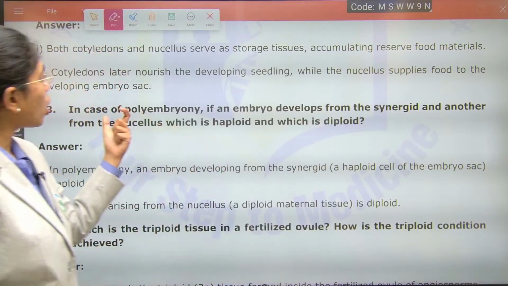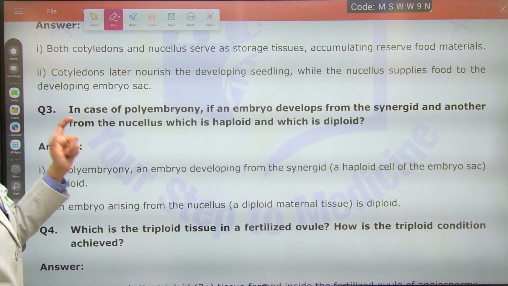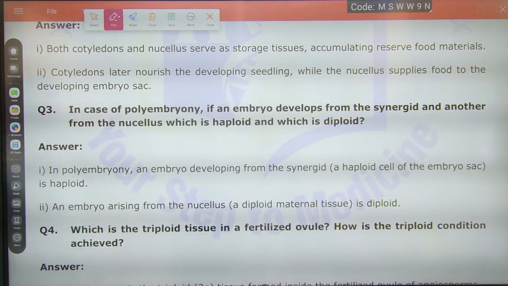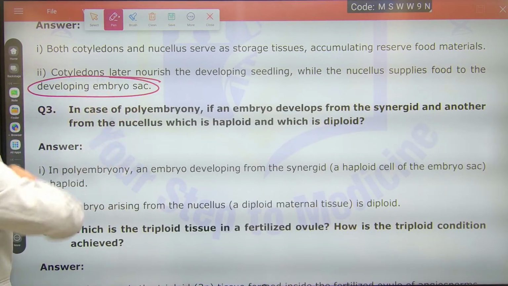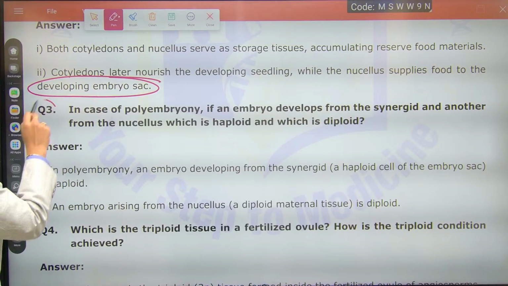Okay, so cotyledons later nourish developing seedlings. Nucellus will supply food to the developing embryo sac. Clear? Next question you look into.